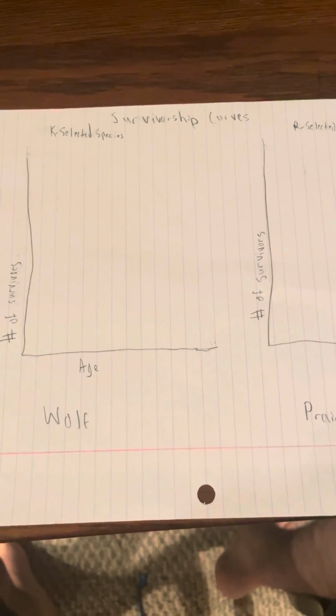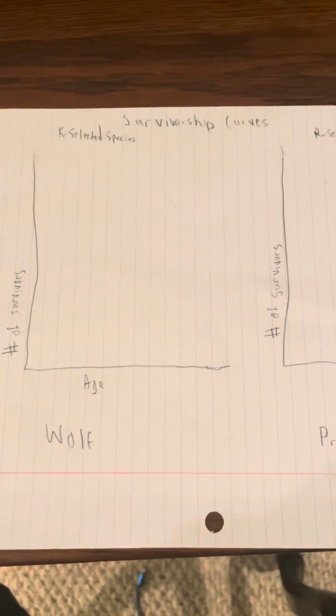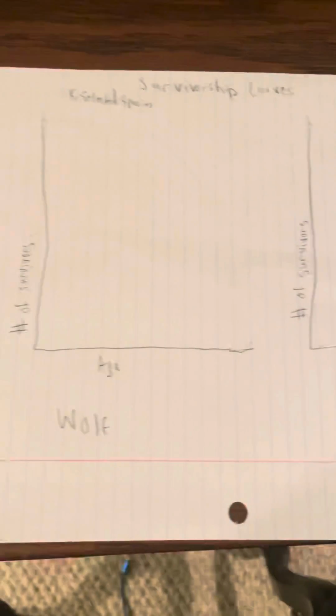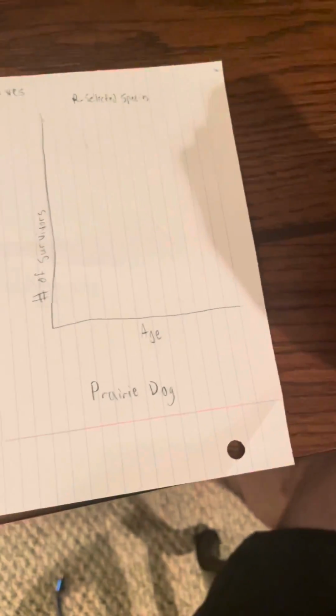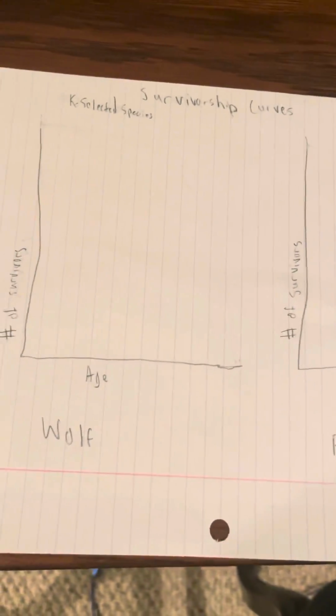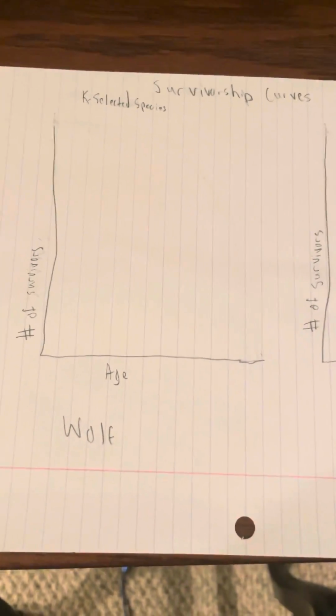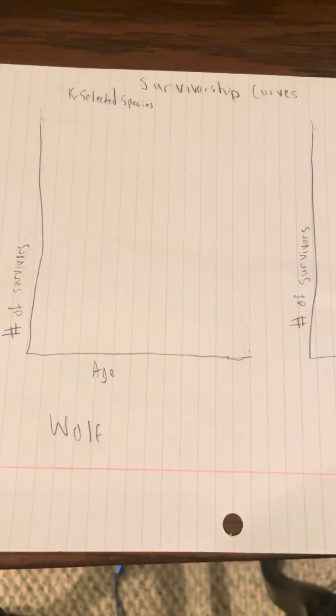Okay, so I'm going to be talking about survivorship curves for our K-selected and R-selected species. Our K-selected species was the wolf, and the R-selected species was the prairie dog. When you talk about survivorship curves, you typically see three types.